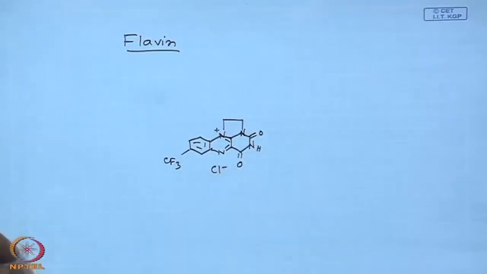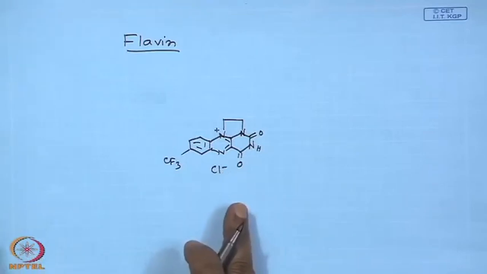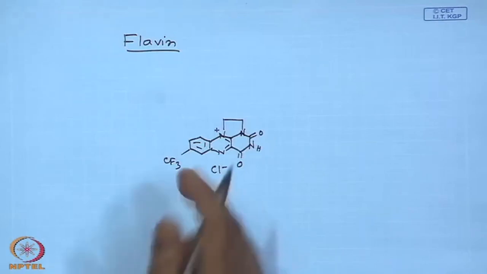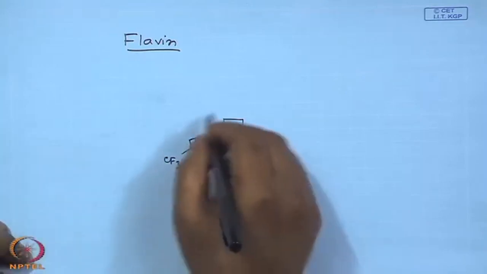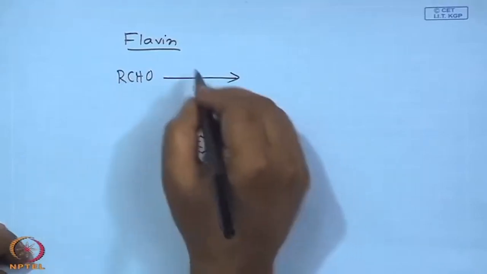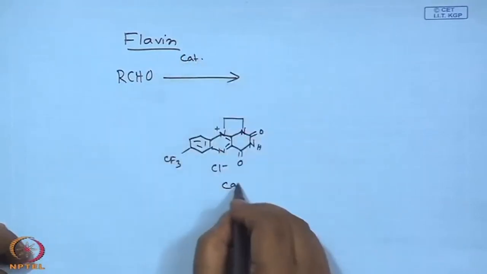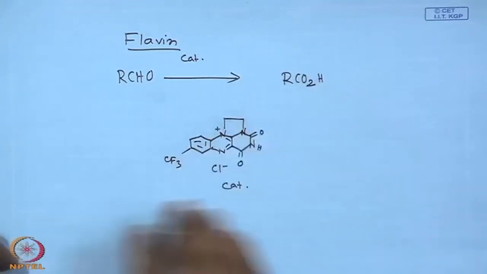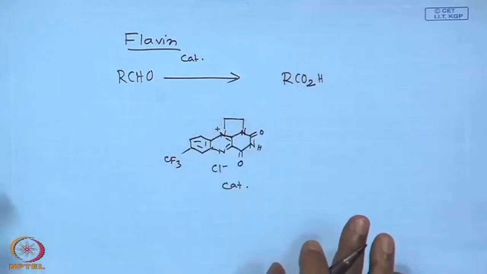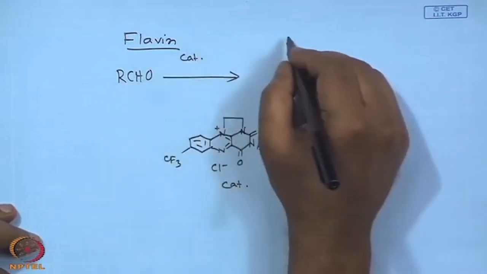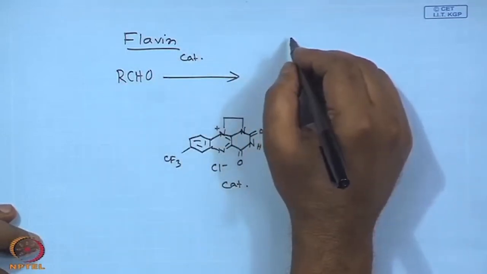This is chloride minus. This has been prepared very recently. What is it used for? Actually, it's a nice catalyst for oxidation. Suppose you begin with an aldehyde and use this catalyst, that means a catalytic amount, to get to the carboxylic acid. It has been applied to many compounds. It is called flavin catalyzed oxidation. It is a kind of green catalyst.